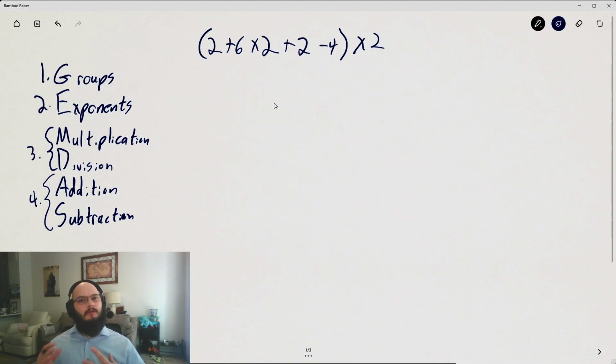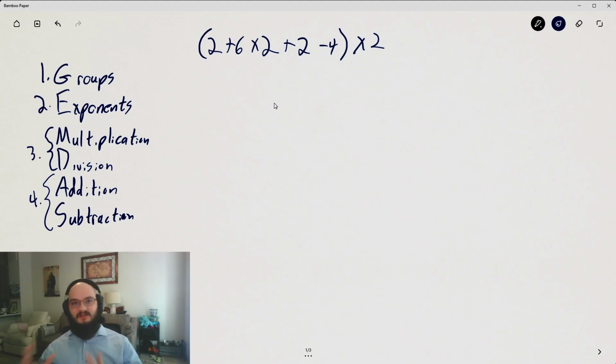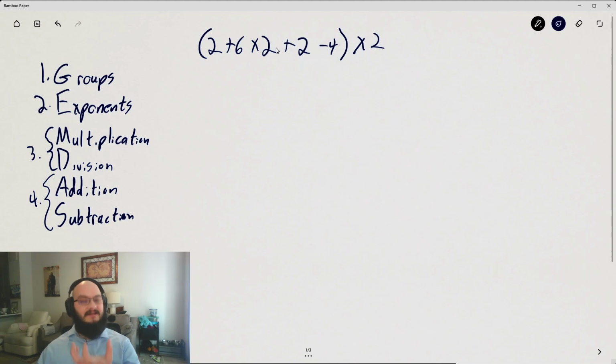For our final example, let's look at something that has a bunch of stuff inside parentheses. In this case, the first thing we're going to check, obviously, is our groups, and we have a very clear group here with the parentheses. So we need to start our order of operations over inside the parentheses, inside our group. There are no other groups, so we check for exponents. There are no exponents, so we need to check next for multiplication and division, and we're going to do that from left to right. So we have 6 times 2, which is going to be 12, and there is no other multiplication or division, so let's drop down our addition and subtraction.